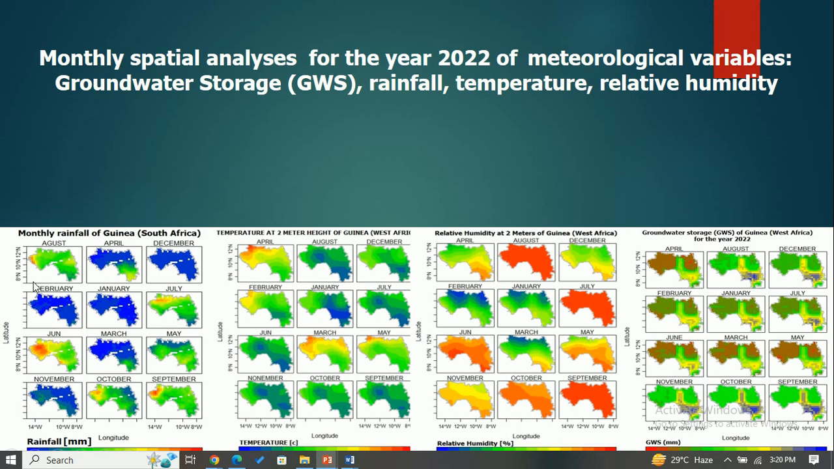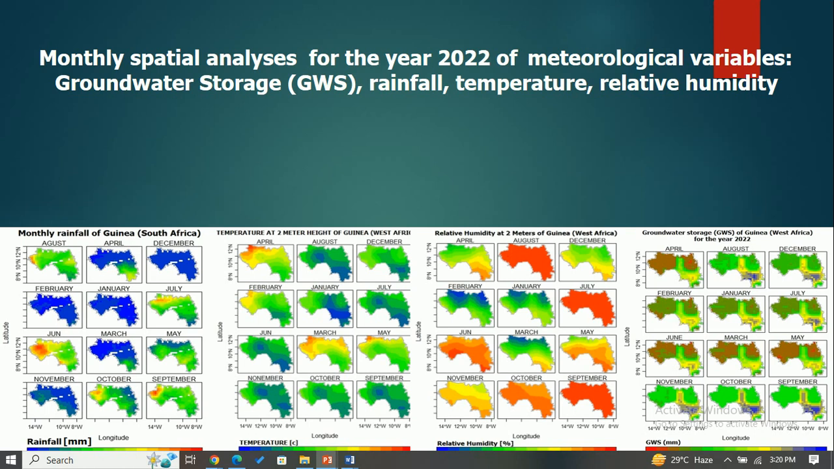This value represents that the infiltration process in this area is not good due to the hard rock terrain. But in this area, rainfall is minimum, but the groundwater storage is the maximum. So in this area the infiltration process is going in the best possible way. Similarly, for the temperature and relative humidity, where the relative humidity is high, the rainfall is obviously high, so it reflects this spatial distribution of these four variables.